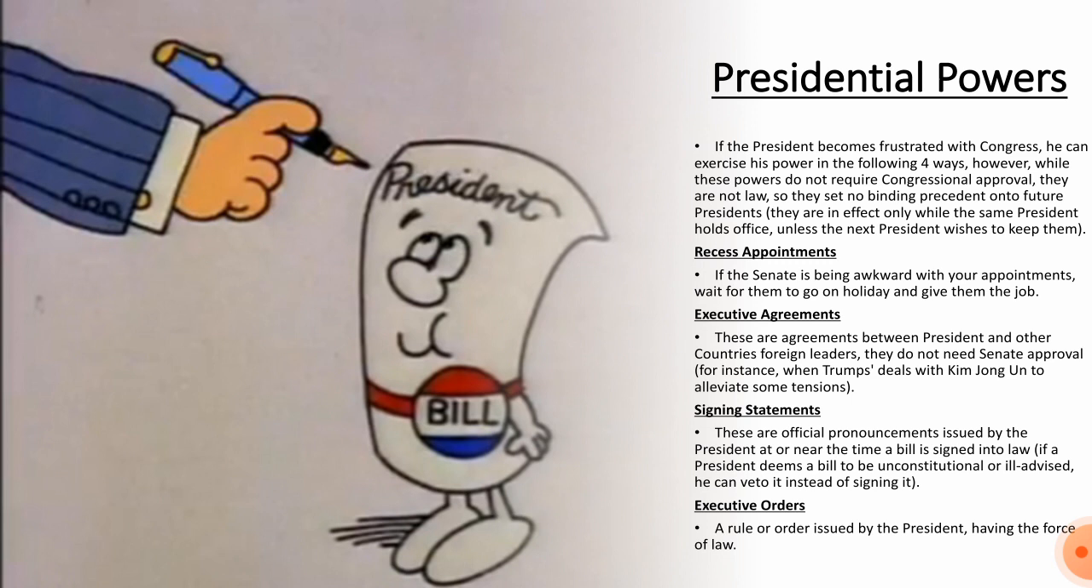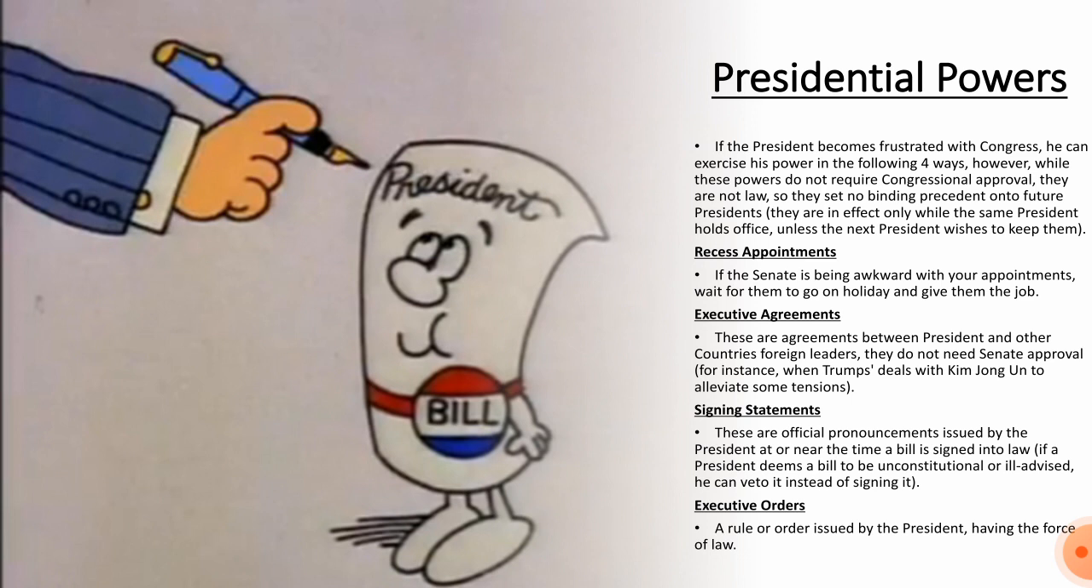Executive agreements. These are agreements between the President and other countries' foreign leaders. They do not need Senate approval. For instance, Trump's deals with Kim Jong-un took place under the Trump administration between 2016 and 2020 as a means to alleviate some tensions between the countries.